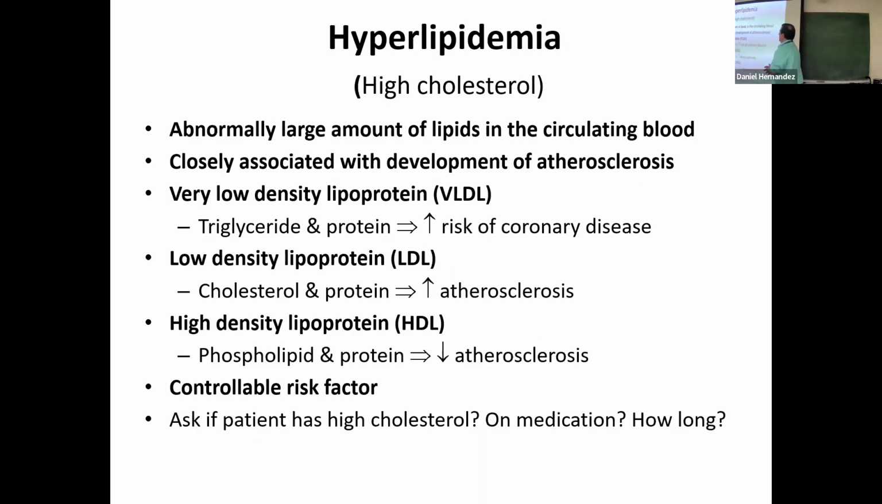The last major one is hyperlipidemia, high cholesterol. This is an abnormally large amount of lipids in the circulating blood, and it is closely associated with the development of atherosclerosis. Cholesterols are broken down into a couple of different kinds. The bad cholesterols are your low density lipoproteins. We also have very low density lipoproteins, and these are patients that have elevated triglycerides.